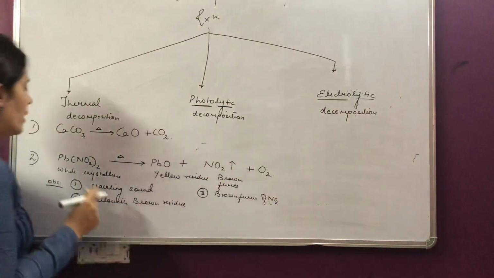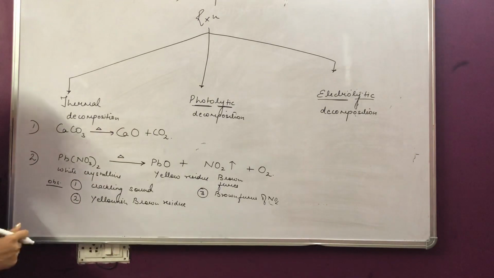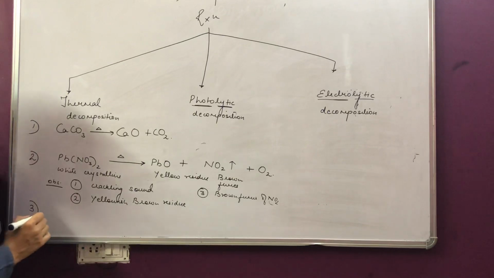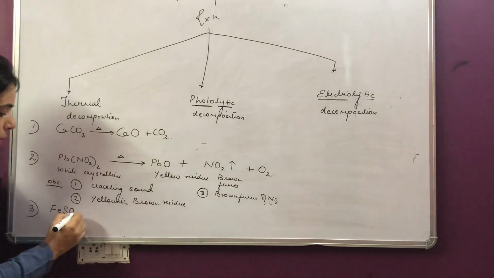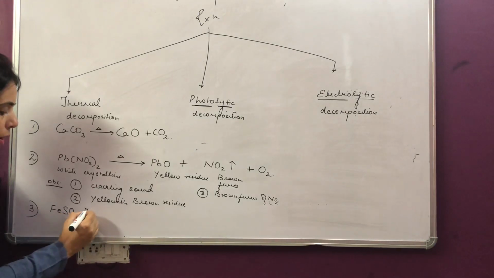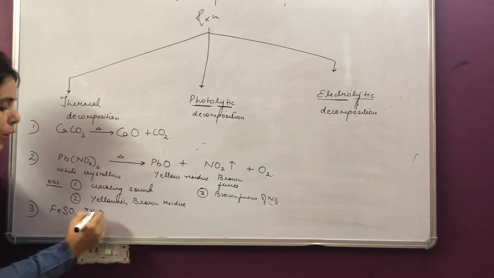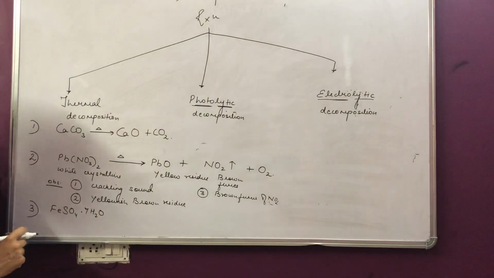Right? So this was the second example of thermal decomposition reaction. Now the third example is heating of ferrous sulfate. Ferrous sulfate has got, remember, the number is very important, 7 molecules of water attached to it. Dots show that these water molecules are attached to it.